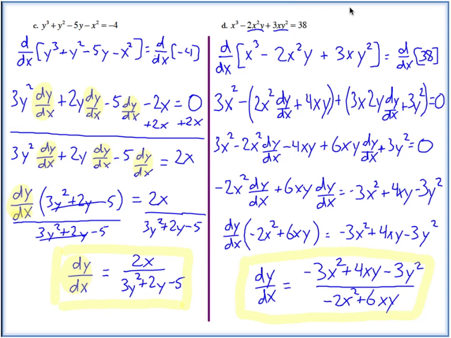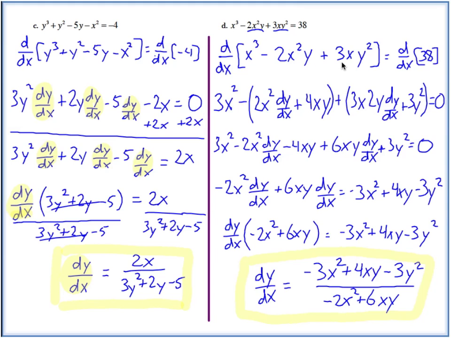Alright, welcome back. So take a second and look over this work. You can pause the video, and I'm going to walk you through what I did here. So I took the derivative of both sides. Now the derivative of x cubed is just 3x squared. And then I took out the minus here. And then for the derivative of 2x squared y, I had to use the product rule. So the first function times the derivative of the second, plus the derivative of the first function times the second function.